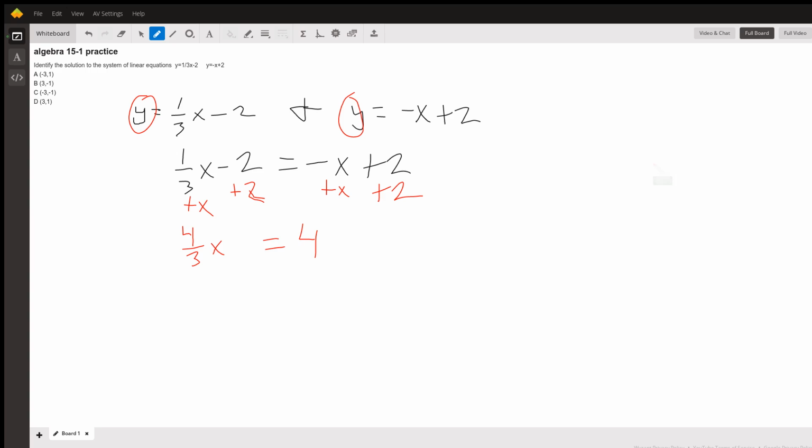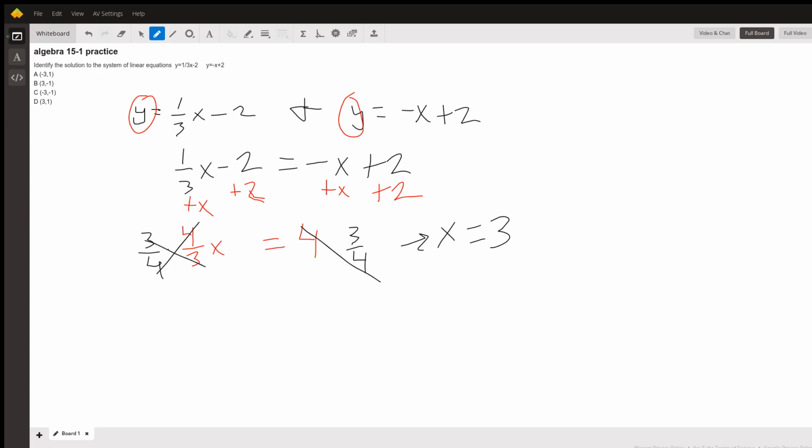Now to solve for x, I need to multiply by the reciprocal. So I need to multiply this by 3/4. And what we'll see is that it's actually a really nice number, times 3/4. Those cancel here. And so we're left with x equals, the 4's cancel, so x equals 3. So just knowing that, we can go ahead and eliminate A and C from our values.